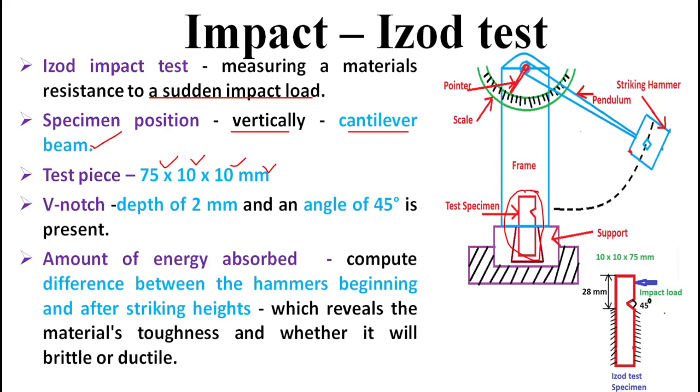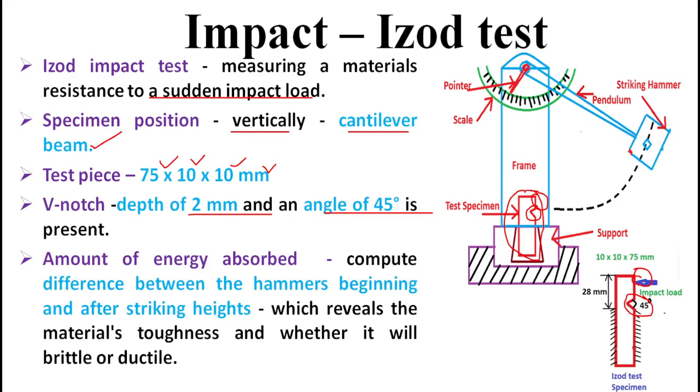This portion is the V notch. The V notch is 2 mm deep and the angle is 45 degrees. The impact load is applied by the hammer striking the specimen at this particular portion.